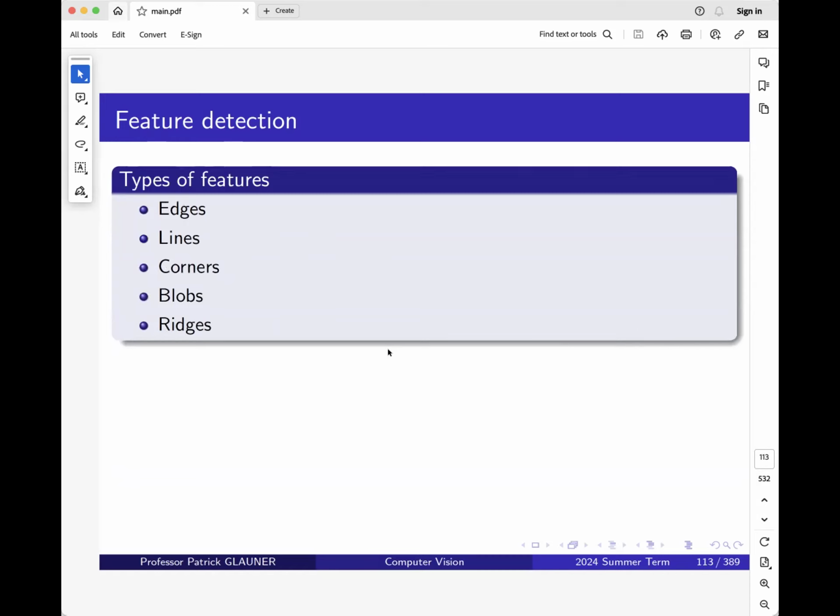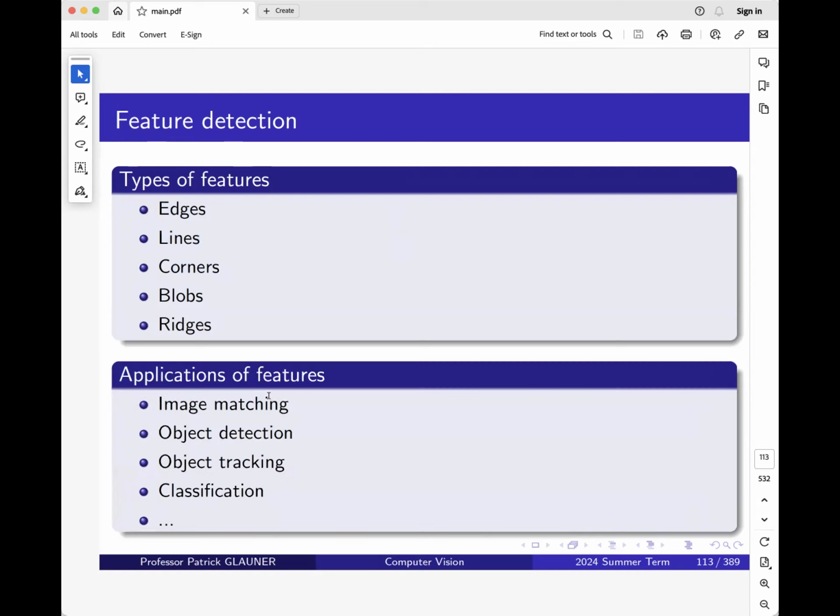There can be lots of different features. For example, edges are features. This is something we had already seen in one of the previous chapters when we used, for example, the Sobel operator or the Canny edge detector. They find edges. Lines are other features, because edges are not necessarily straight. They have some shape, but lines are straight. Corners are very distinctive. And then there are lots of other features like blobs, ridges, whatever.